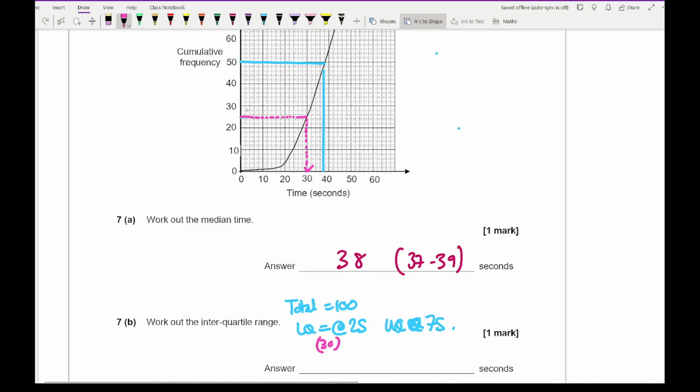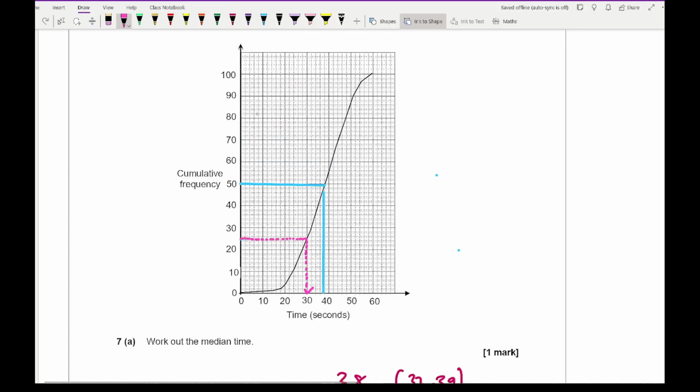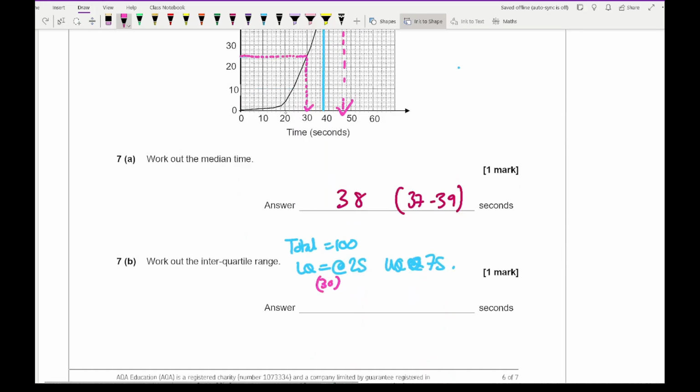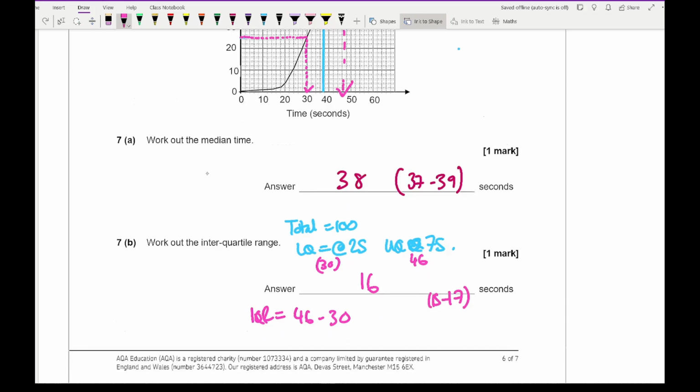And if I do the same for 75, about there, again, you'd definitely be using a ruler. And then as soon as it hits the curve, you then want to project downwards. And I make it out to be about 46. And then for the IQR, we just take away those two numbers. So 46 take away 30 gives me an answer of 16. Now looking at the mark scheme, they'd accept any answer between 15 and 17 for the IQR.